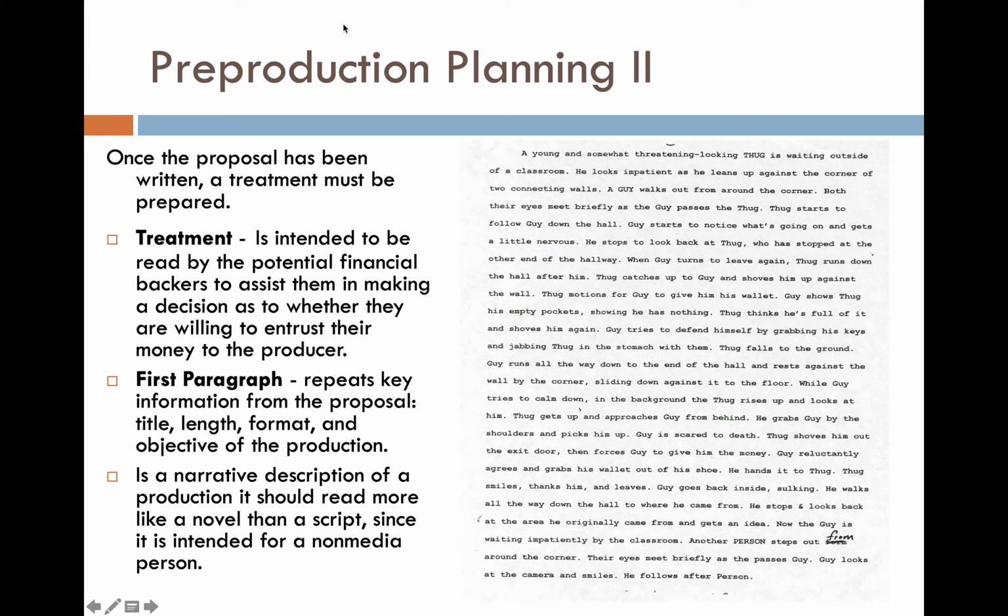The first paragraph is going to repeat key information from the proposal, such as the title, the length, the format, and the objective of the production. Now, a treatment is a narrative description of the production, and it should read more like a novel than a script.